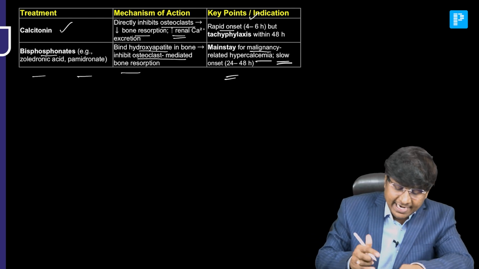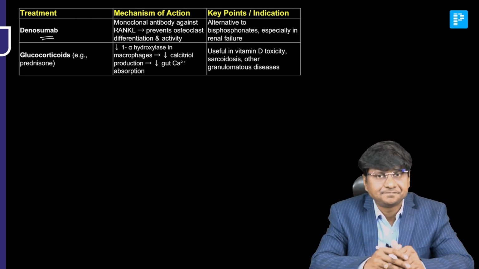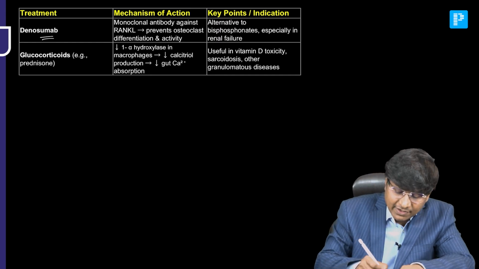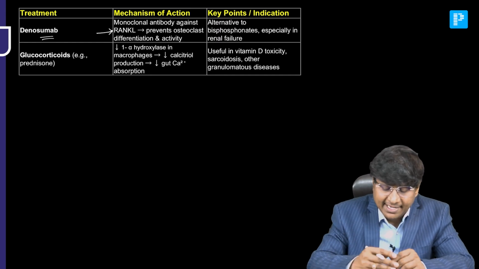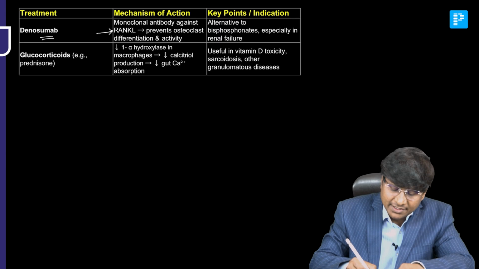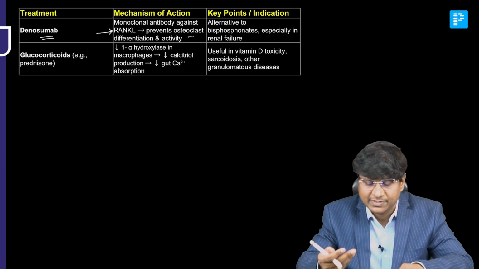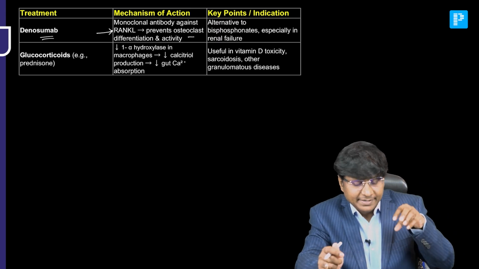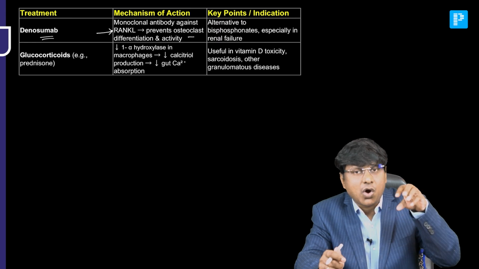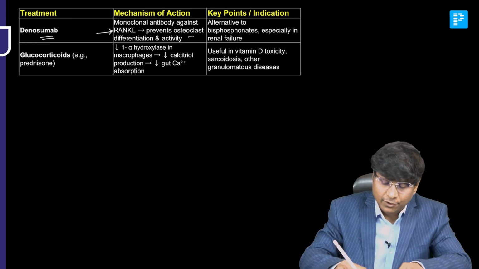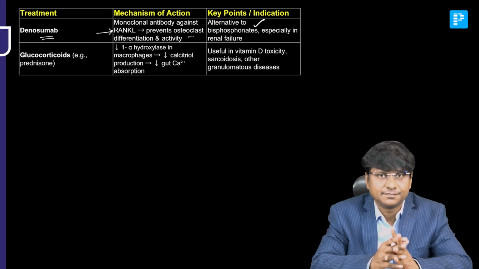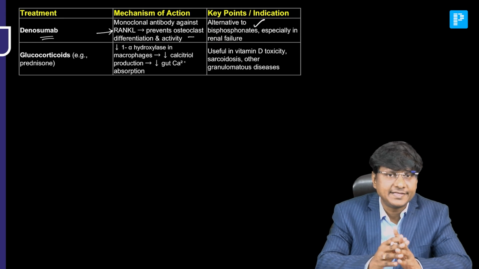Then we have monoclonal antibodies, that is denosumab. Denosumab acts against the RANK ligand. Thereby it will prevent osteoclast differentiation as well as activity. So denosumab is the alternative to bisphosphonate, especially in renal failure. So this is about the monoclonal antibody, denosumab.